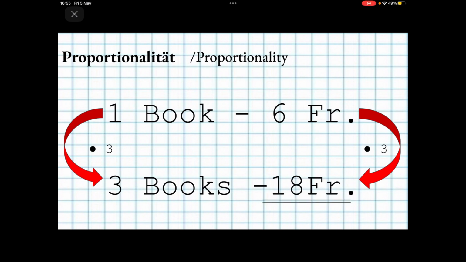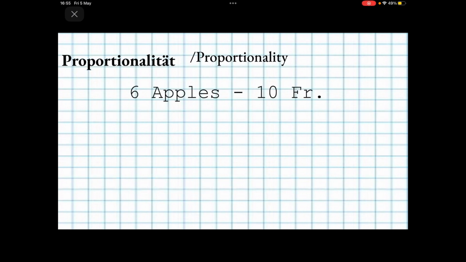So now let's go to the harder example. 6 apples are 10 francs. Then how many francs are 5 apples? To solve this, you will just use the technique we just used earlier. So 5 times what is 6, or 6 times what is 5? That doesn't work. So we gotta use something else. What we do when it doesn't work is we have to find a stop in the middle, or a bridge to connect these both numbers.